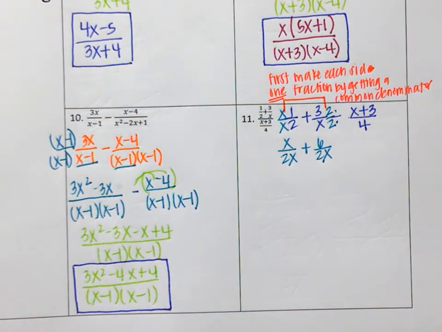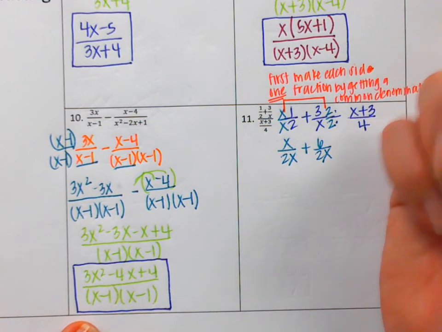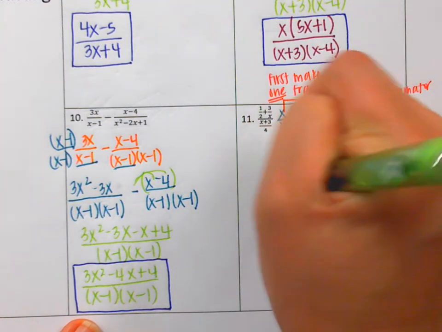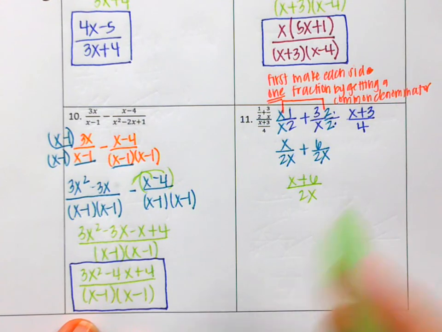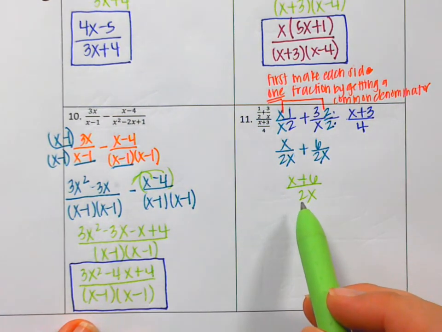Okay. So this has a 2, this has an x. So we need to multiply this by x over x, and this one we have to multiply by 2 over 2. So 1/2 times x over x becomes x over 2x. And this becomes 6 over 2x. Now they have a common denominator, and now we can combine like terms in the numerator. We're not subtracting, so we don't have to distribute anything. So we'd have x plus 6 over 2x. Now this is one fraction.